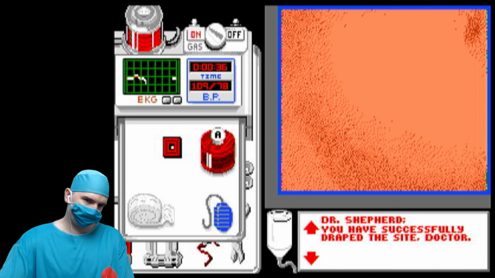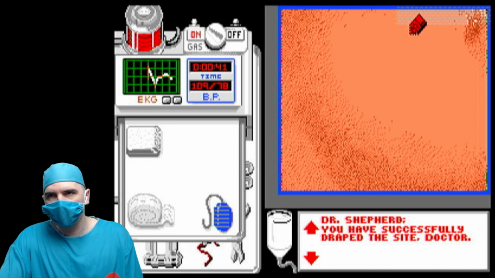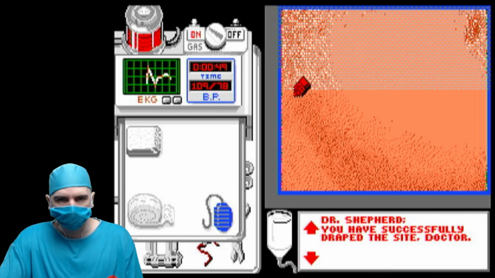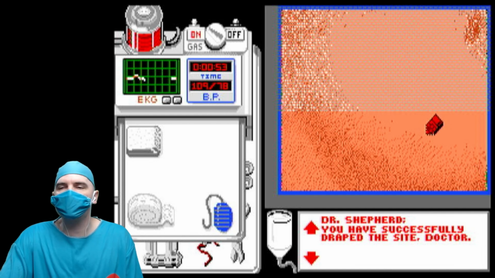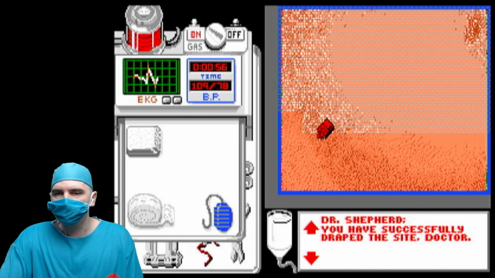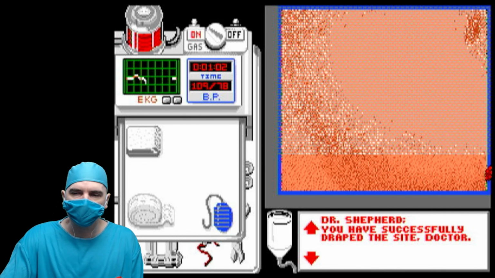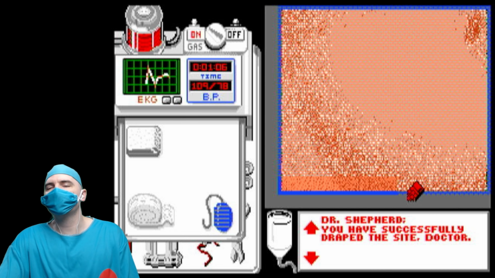You have successfully draped the side, doctor. We are now going to clean the entire area. And it has to be everywhere. Every area must be covered. Because we don't want anything to go wrong here. It shouldn't do, hopefully. But then this is a game which I've played quite a bit. It's taken me quite some time to cure my first patients. Whoever has your phone in the surgery room, please turn it off. We try to keep things professional around here.